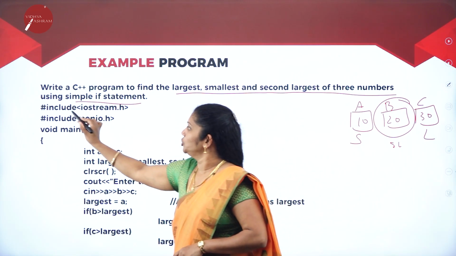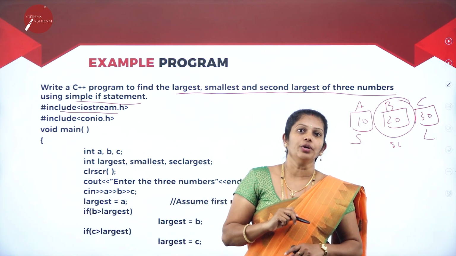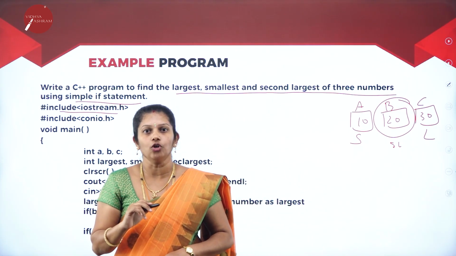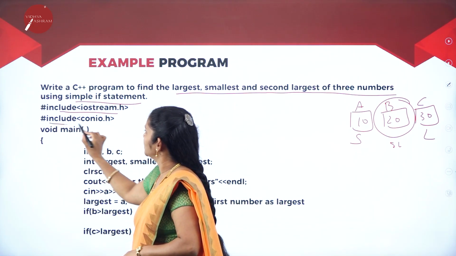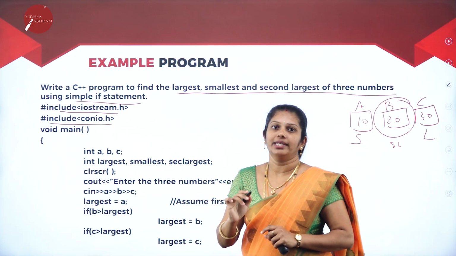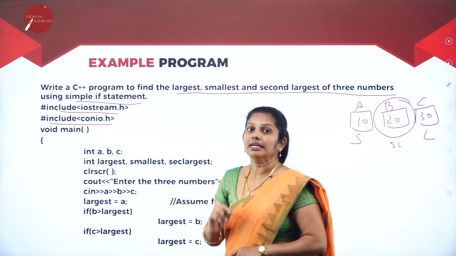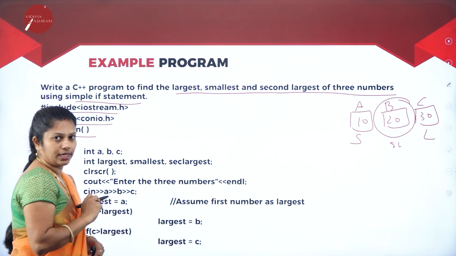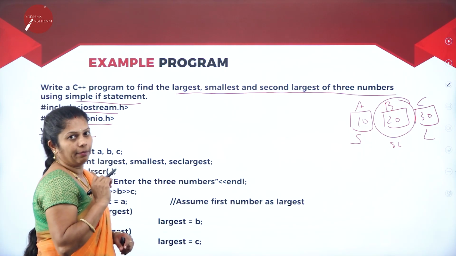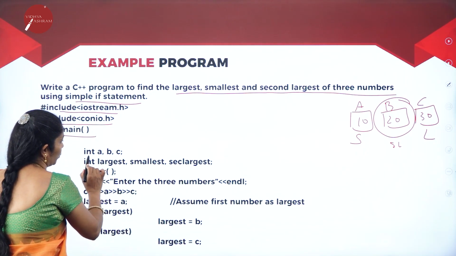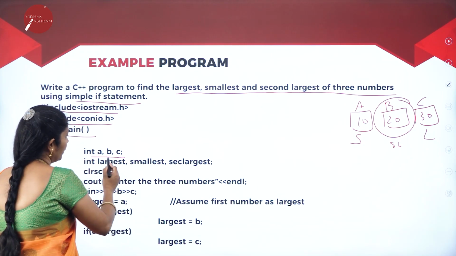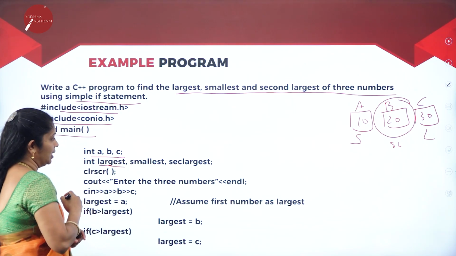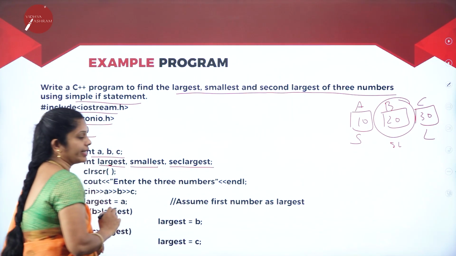For that, first as usual, we will start with the header file #include iostream.h. This is a supporting header file for cin as well as cout functions. Next, we are using the #include conio.h header file. This is a supporting header file for clrscr as well as getch functions. Afterwards, as usual, we start with the main program, void main. First, we will declare the variables A, B, C, each separated by the comma operator. Then I am declaring other variables: largest, smallest as well as second largest.